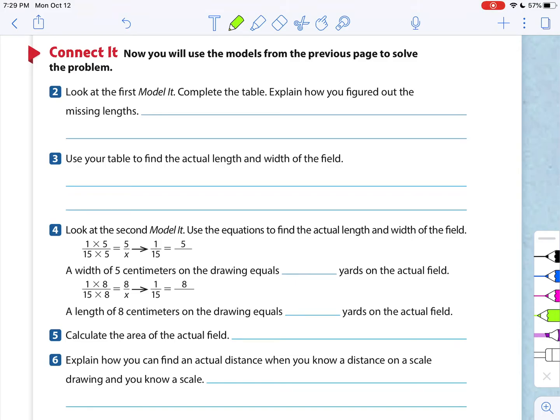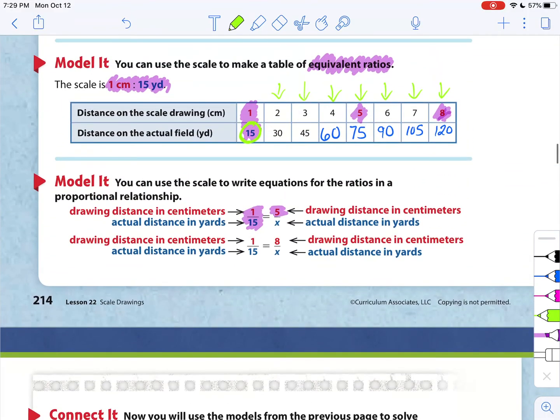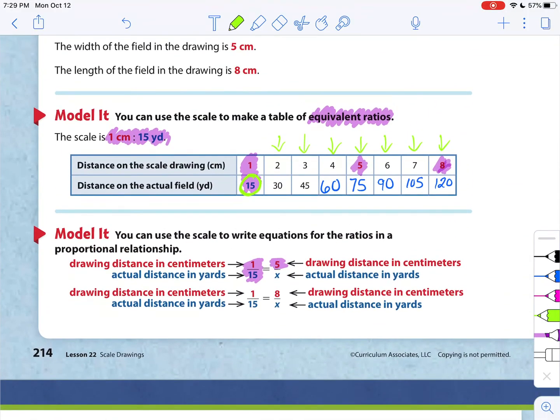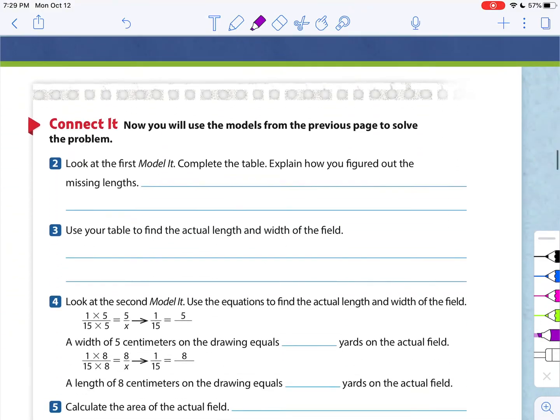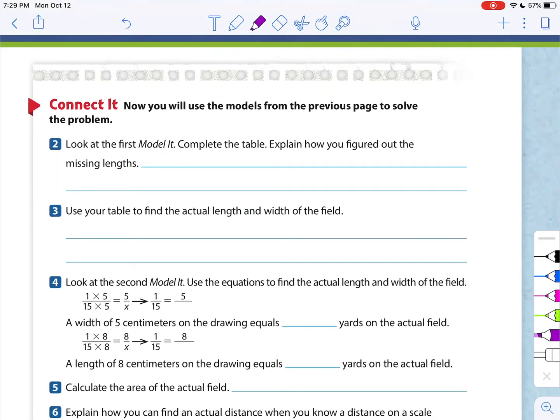Look at the first modelet. We completed the table. Explain how you figured out the missing lengths. So taking a look at the page before, we completed our table with the 60, 75, 90, 105, and 120. So this first question wants us to explain in our own words how we calculated those numbers. Go ahead and pause the video and write in your own words how we filled in the rest of that table.